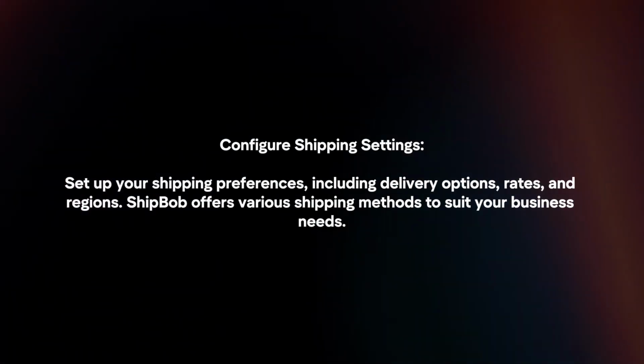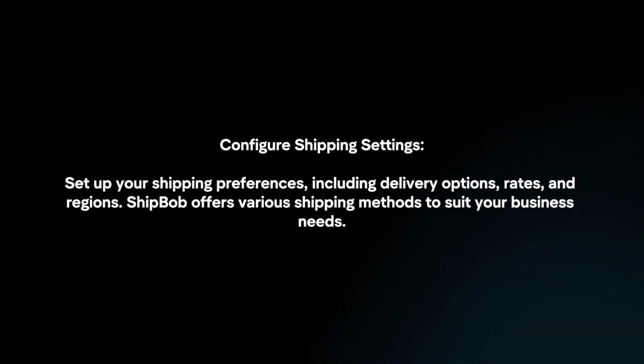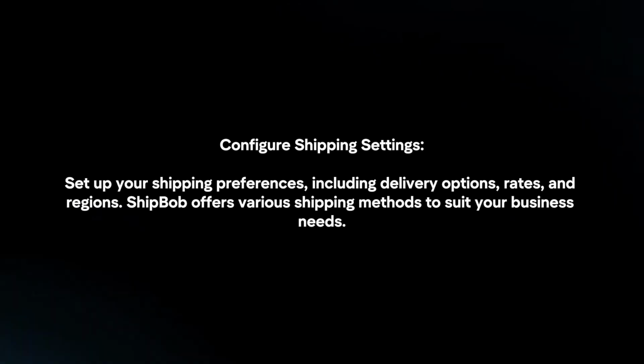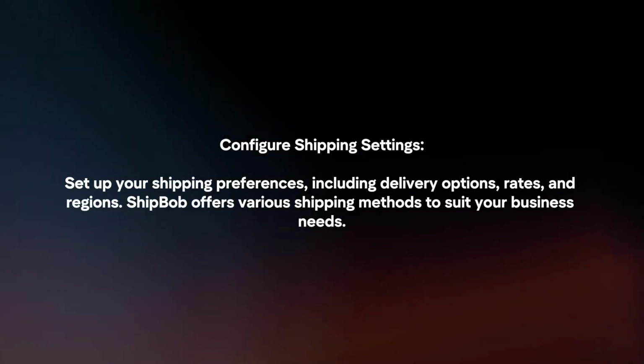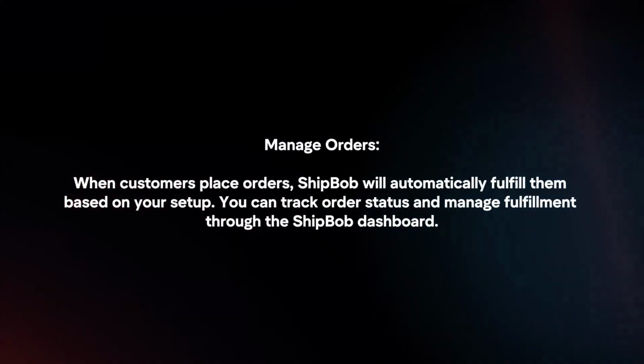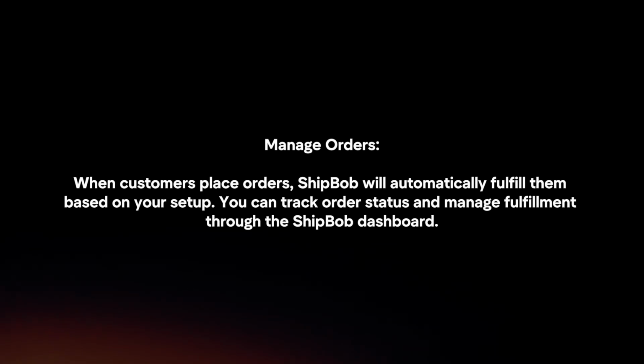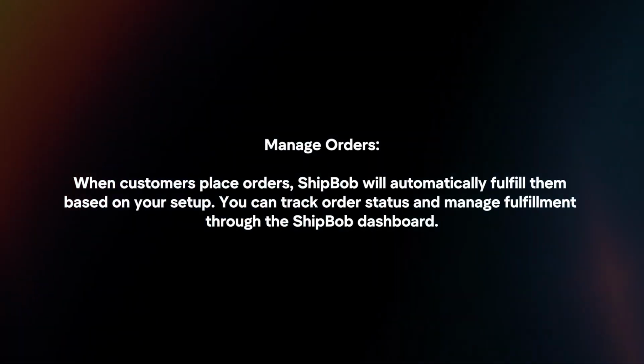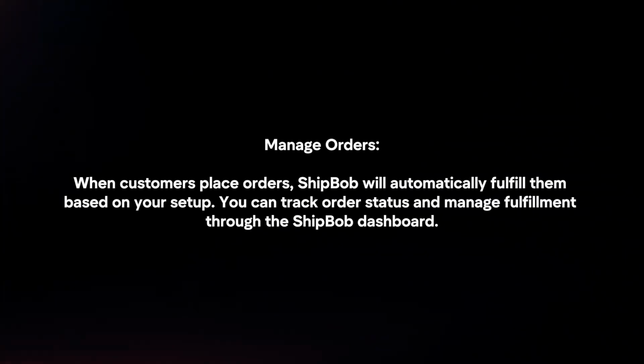Configure shipping settings. Set up your shipping preferences, including delivery options, rates, and regions. ShipBob offers various shipping methods to suit your business needs. Manage orders. When customers place orders, ShipBob will automatically fulfill them based on your setup. You can track order status and manage fulfillment through the ShipBob dashboard.